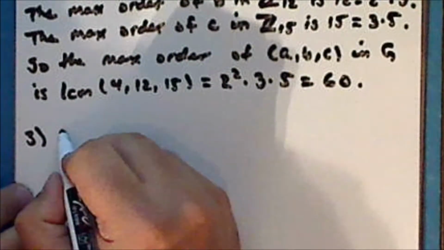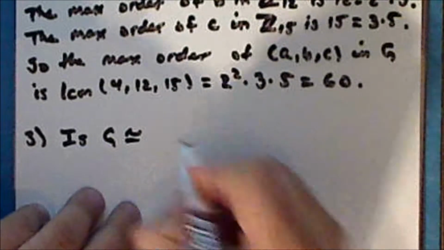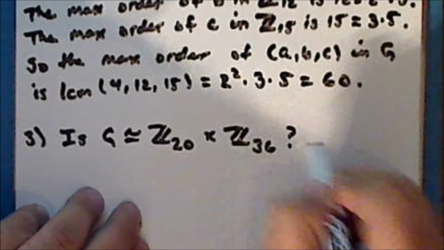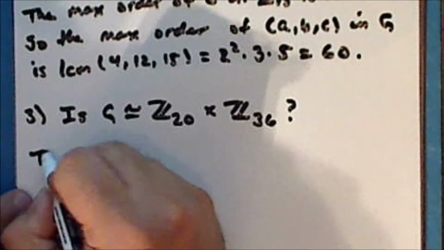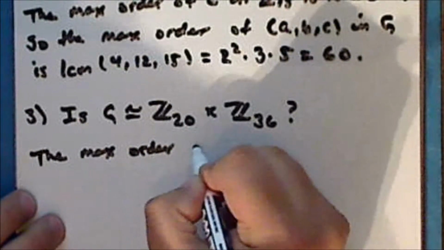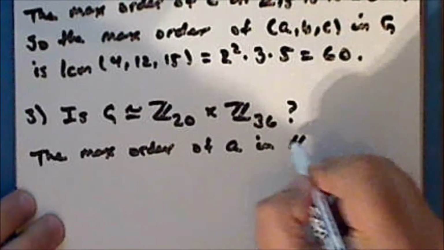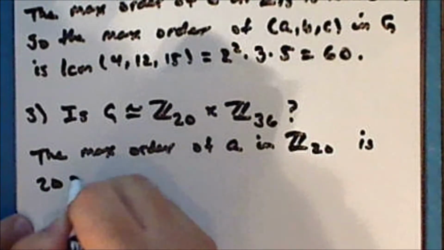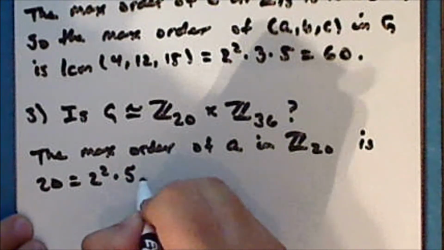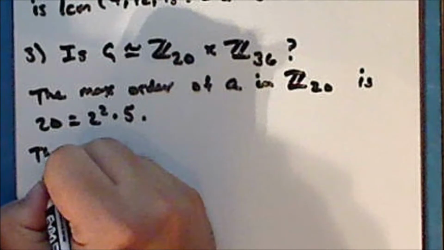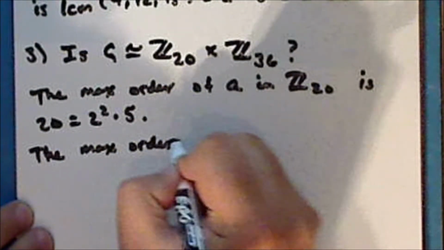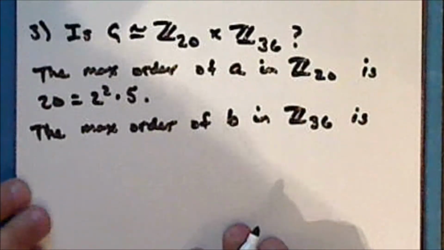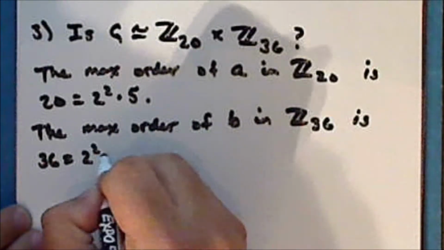So for part 3, we need to determine: is the group G isomorphic to the direct product of the integers modulo 20 with the integers modulo 36? Now the max order of an element A in the integers modulo 20 is 20, which is 2 squared times 5, and the max order of an element B in the integers modulo 36 is 36, which is 2 squared times 3 squared.